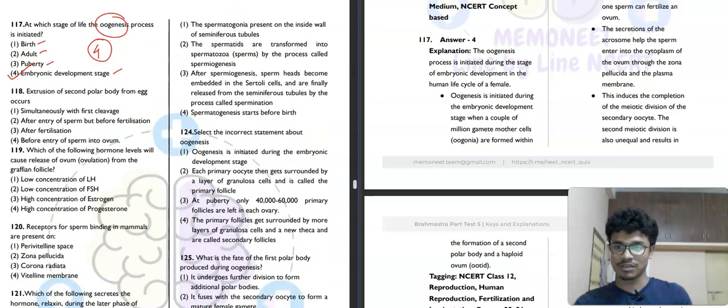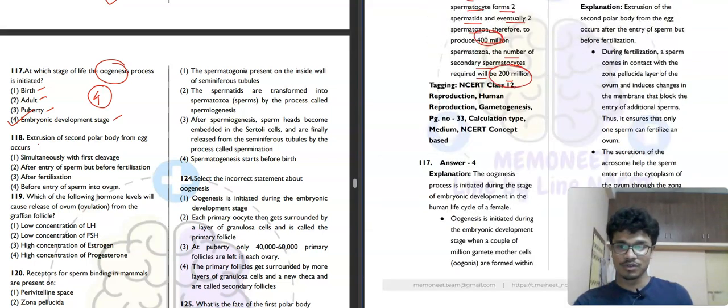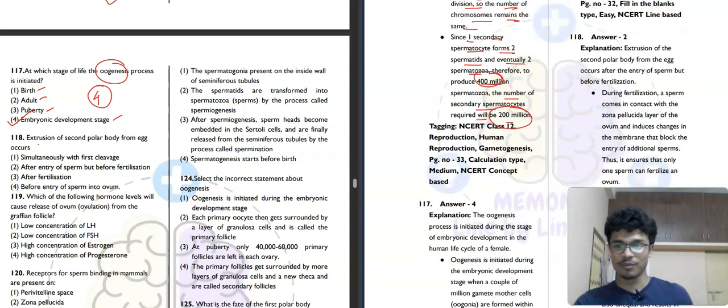Now moving towards the next question. It is saying that extrusion of the second polar body from the egg occurs simultaneously with the first cleavage, after entry of sperm but before fertilization, after fertilization, or before entry of the sperm into the ovum. So the extrusion of the second polar body from an egg occurs after entry of sperm but before fertilization. That's why the second option will be our correct answer for this question.